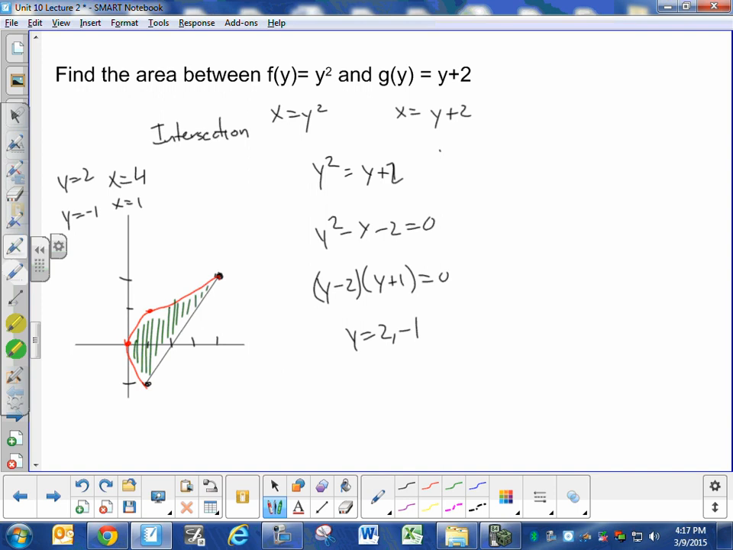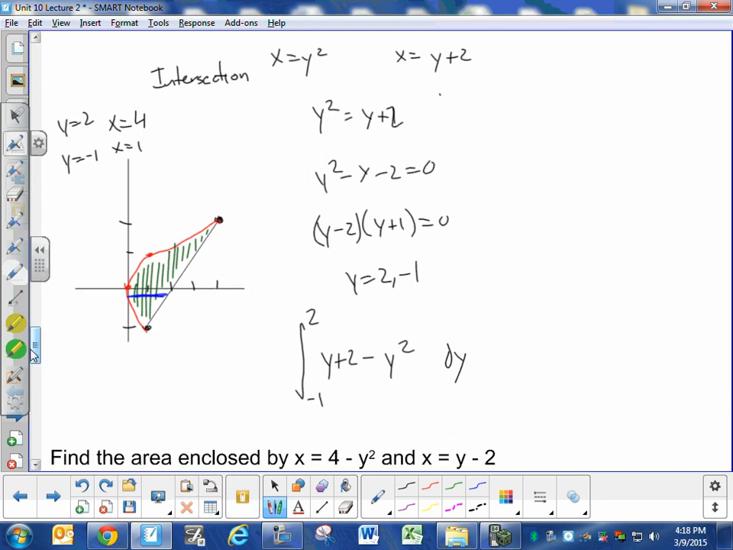Once again, with vertical rectangles with respect to x, this is going to be difficult, but flipping it on its side and using horizontal rectangles, where we have dy as a height, we have these x coordinates as our widths. To find the correct distance here, it'd be the right minus the left. The right is the y plus 2, the left is the y squared. I would take the integral. Now, since it's dy, I need y values, so this would be from negative 1 to 2, and I'd have the y plus 2 minus the y squared. If I were to do this with vertical rectangles, I would need both one from here to here, and then another one here, which would be more difficult.